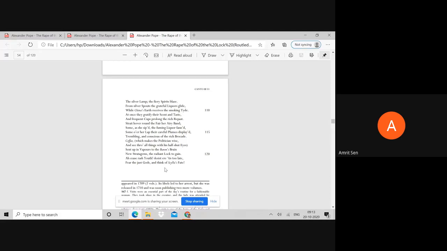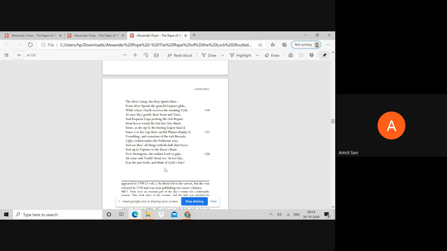From silver spouts, the grateful liquors glide. You see this beautiful description. The grateful liquors escape from the teapot, while China's earth receives the smoking tide. China's earth is once again porcelain, as I said, one of the most valuable objects that were imported from China. You had porcelain cups, you had porcelain plates. In fact, the porcelain vases, Ming vases, if you want, were very costly. When you go to the British Museum, as many of you will see, there's an entire section on Chinese porcelain, which was considered to be extremely expensive and very intricately crafted.